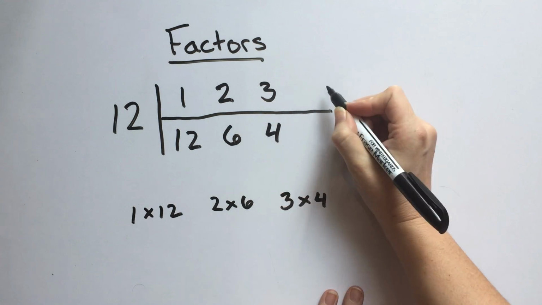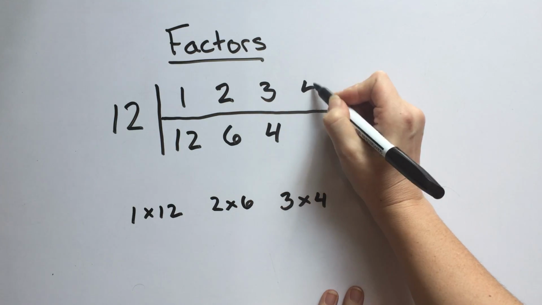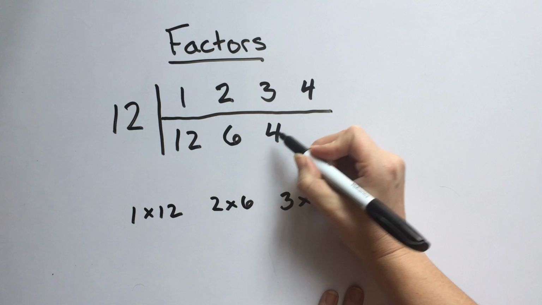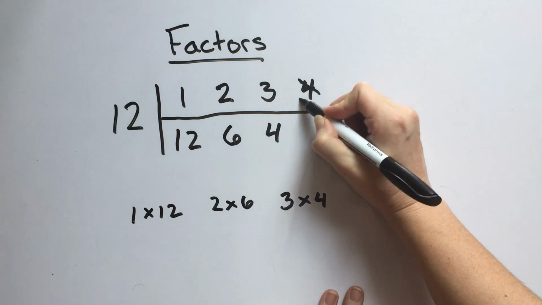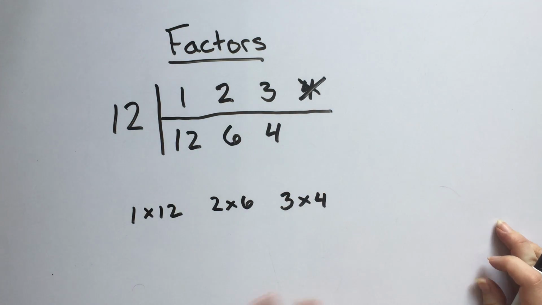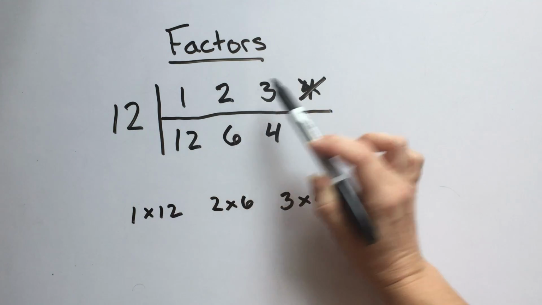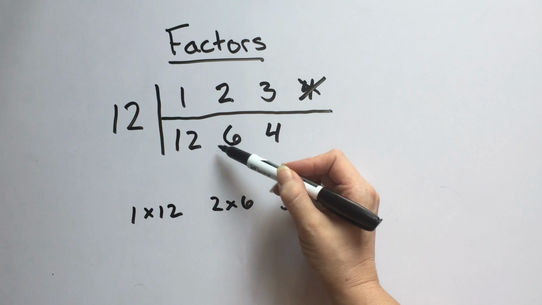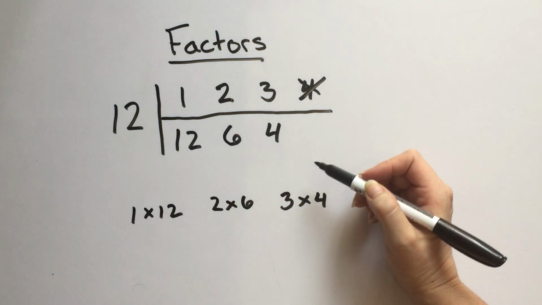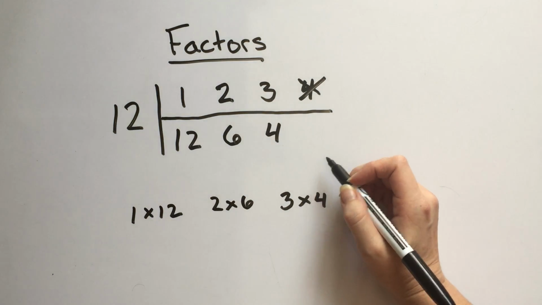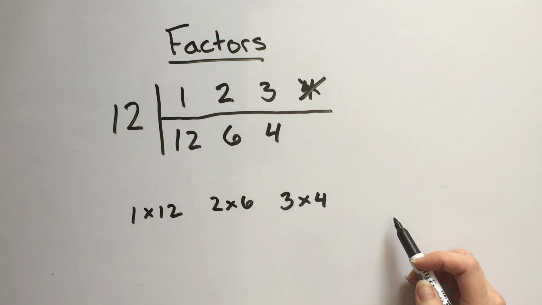Well, then I would keep going over here, and I would put 4, but I don't need to because I've already got a 4 down here, so I don't actually need to keep going up here anymore. So I know that my factors for 12 are 1, 2, 3, 4, 6, and 12. I can even write them in a nice clean line, but I've already got them listed down here.